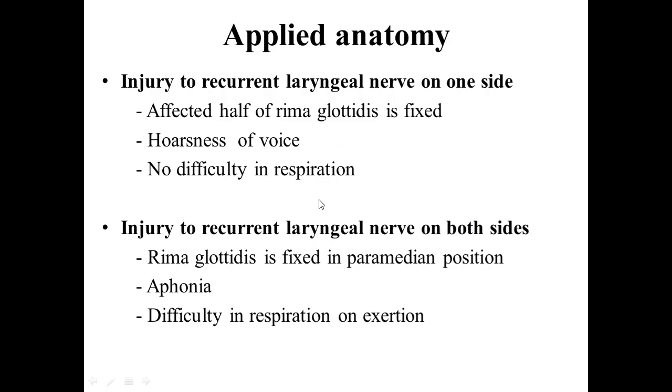Then injury to recurrent laryngeal nerve on one side: if there is injury to recurrent laryngeal nerve on one side, then the affected half of the rima glottidis is fixed and there is hoarseness of voice. There is no difficulty in respiration. But if there is injury to recurrent laryngeal nerve on both sides, then the rima glottidis is fixed in paramedian position. There is aphonia and difficulty in respiration.